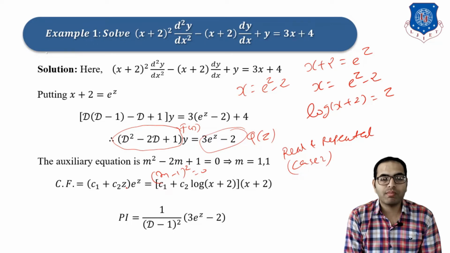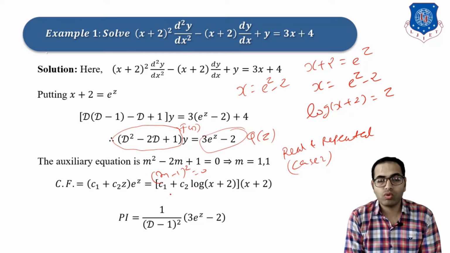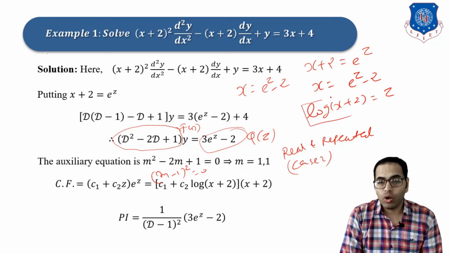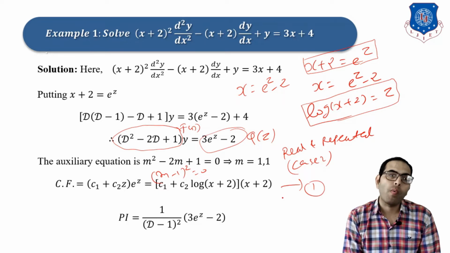Now our answer is in terms of z, but our question is in terms of y and x, meaning y is a function of x. That's why we convert our answer in terms of x. For that, c1 + c2 z is replaced by c1 + c2 log(x+2), and e^z is replaced by x + 2, which is our yc, equation number 1.